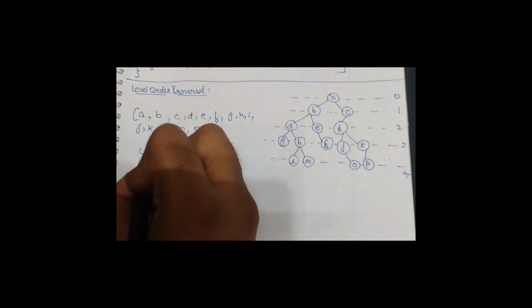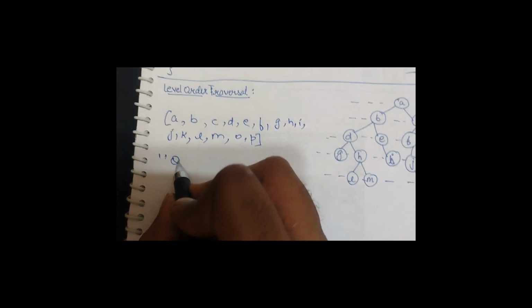To achieve this answer, now the question comes, what data structure should I use? The recursion would simply not lead to give us this answer. Instead, we use a data structure called queue over here.